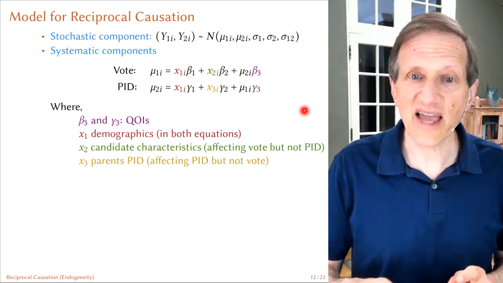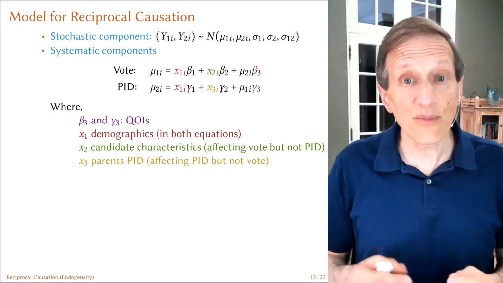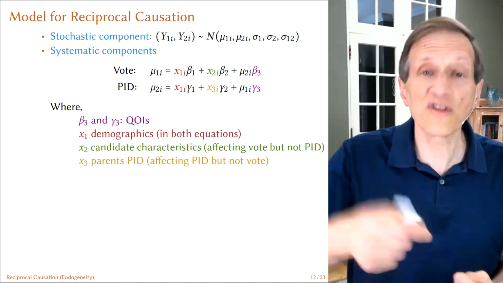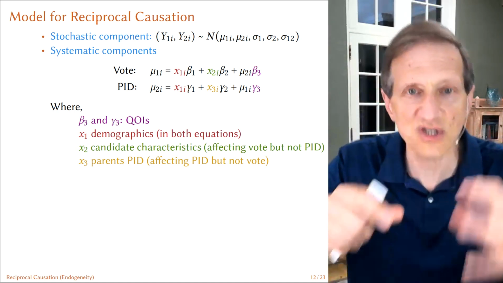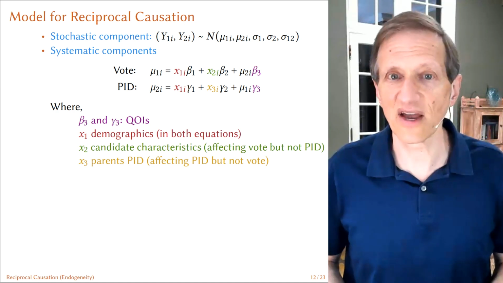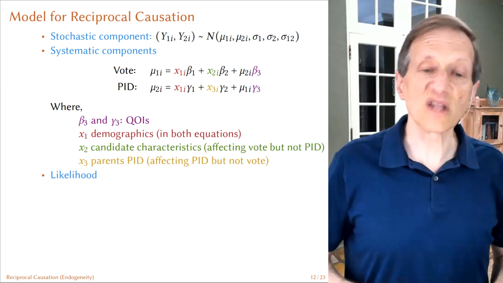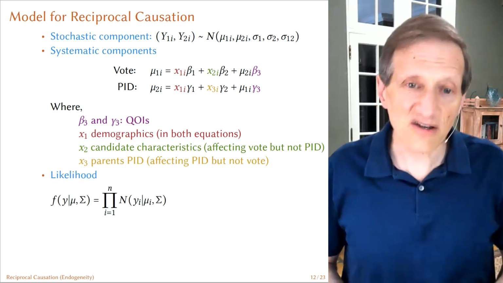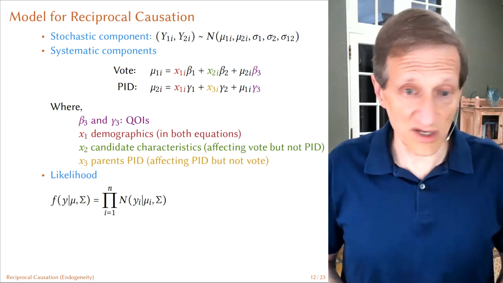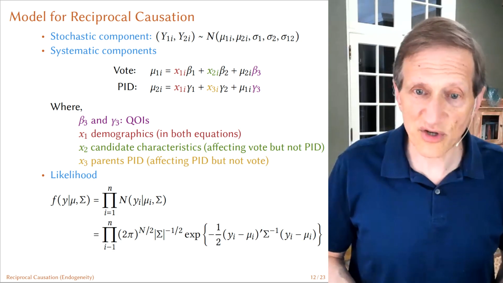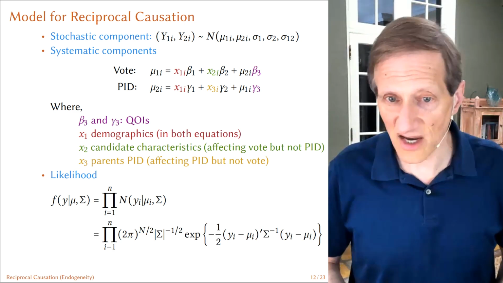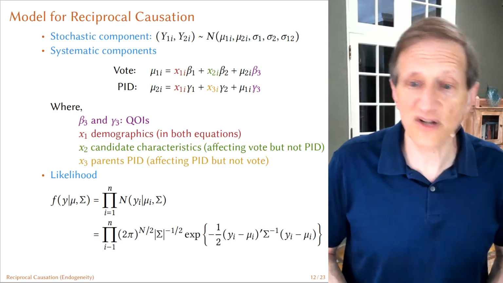And similarly, x3 is in the second equation, but it's also in the first equation with its coefficient implicitly restricted to 0. Those 0 restrictions are big assumptions. Okay, so what's the likelihood? Here's the likelihood. We take the product over the n observations of the multivariate normal distribution. We plug in the exact form of the multivariate normal distribution.